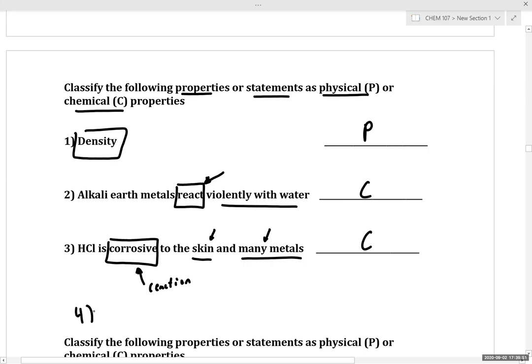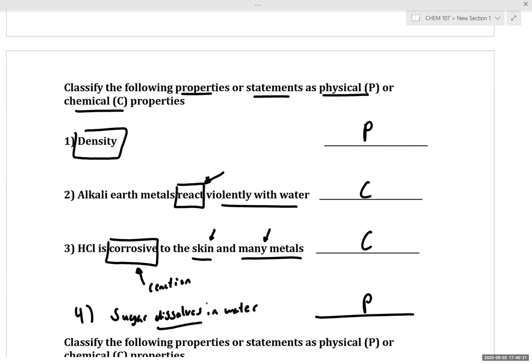Just to help everyone see the difference between them and why corrosive indicates a reaction, if we have the statement sugar dissolves in water, dissolves is different than corrosive. Dissolves indicates what kind of property? Physical, yeah. Dissolves concerns solubility, corrosion concerns reactivity. Does that make sense?